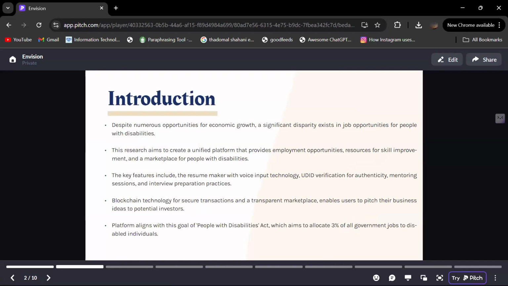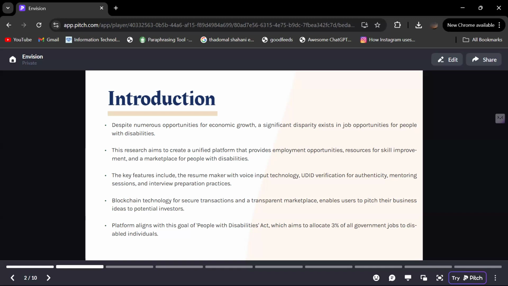Introduction. So even though the economy is growing and more jobs are available, people with disabilities often find it much harder to get jobs these days as compared to others. This disparity can be due to various reasons such as lack of accessibility, biases in hiring practices, or insufficient support and accommodation in the workplace. As a result, people with disabilities may struggle to find employment, which affects their financial independence and overall well-being. So our platform Envision aims to solve this problem.